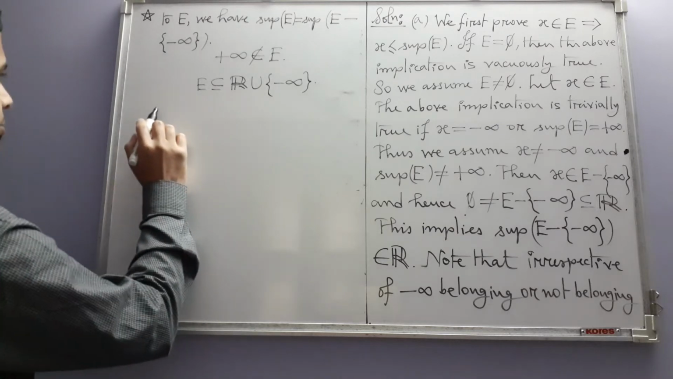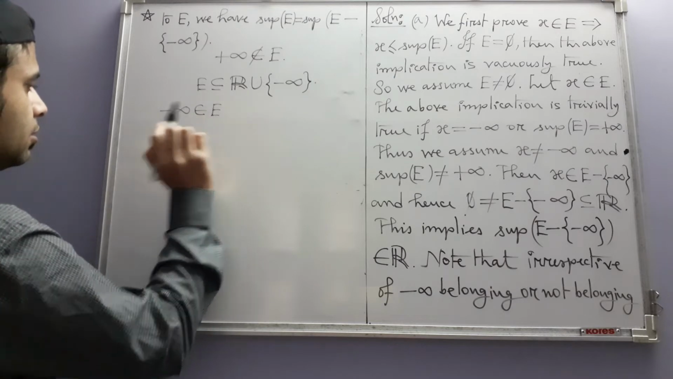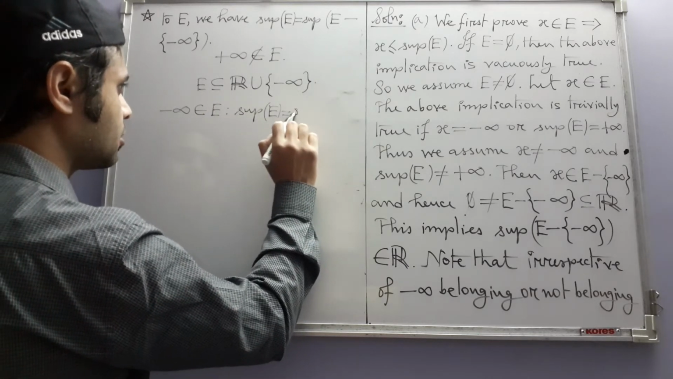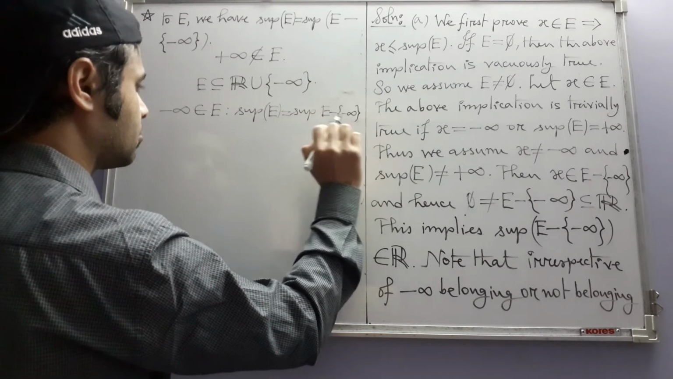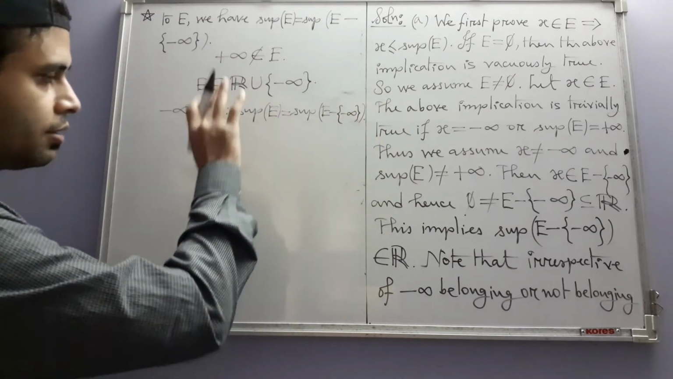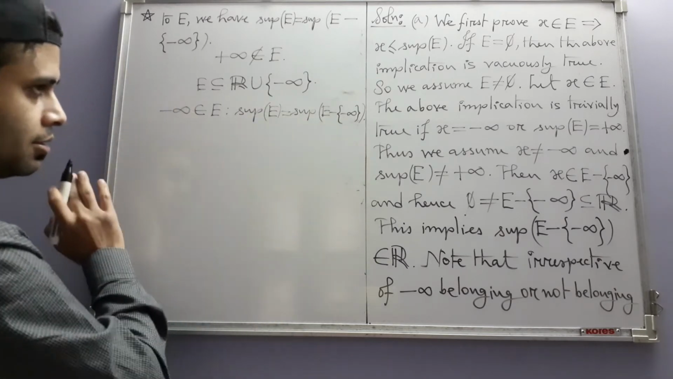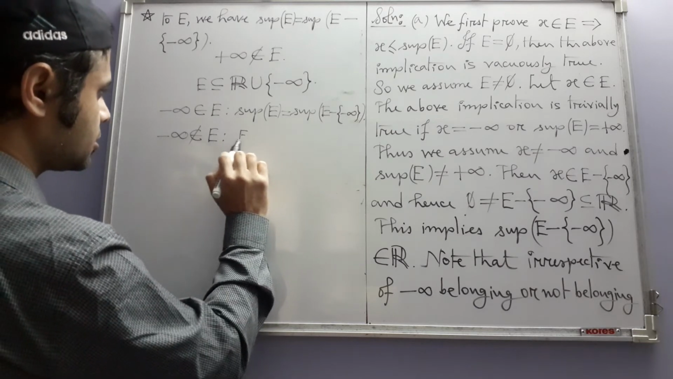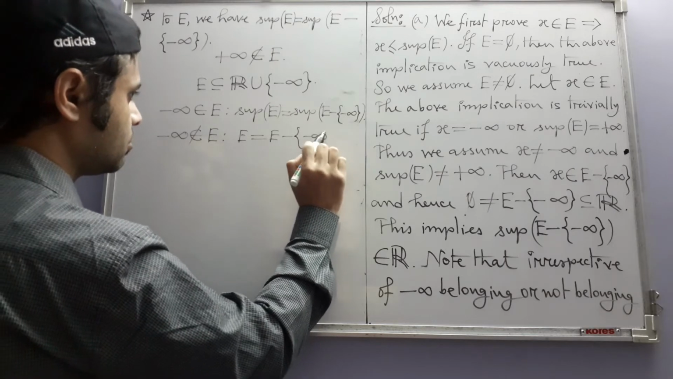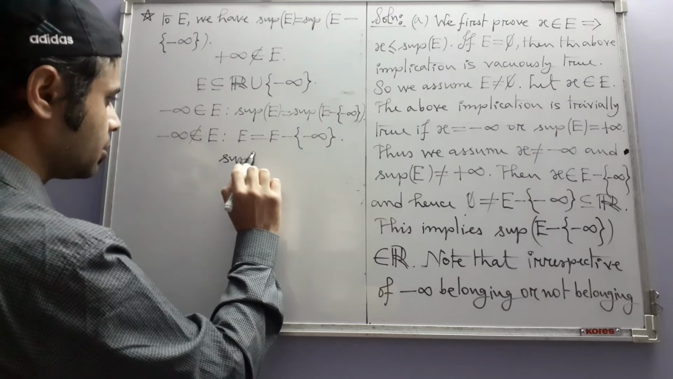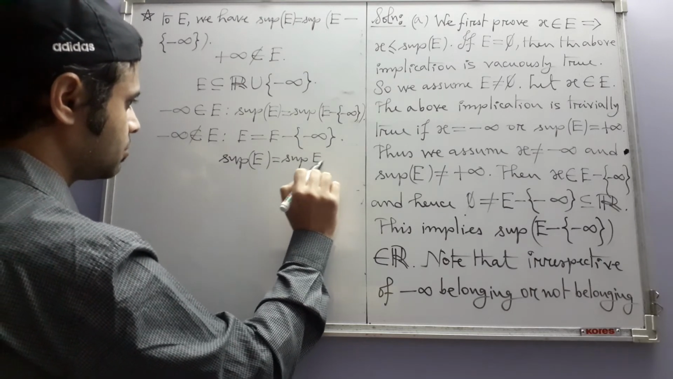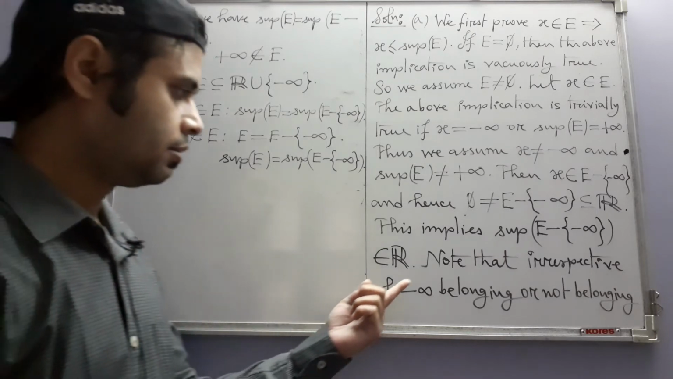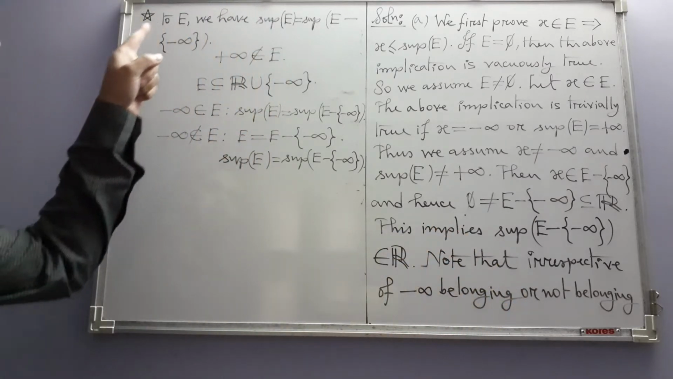Now there are two cases. Case 1 is this: minus infinity is in E. If minus infinity is in E, then by the definition of supremum, the supremum of E is equal to this. We understand this. This is coming directly from the definition. This is what the supremum of E means in this case. The other case is this: in this case, the set E itself is equal to this, and so their suprema will be equal. So that's why we are writing that irrespective of minus infinity belonging or not belonging to E, we have this.